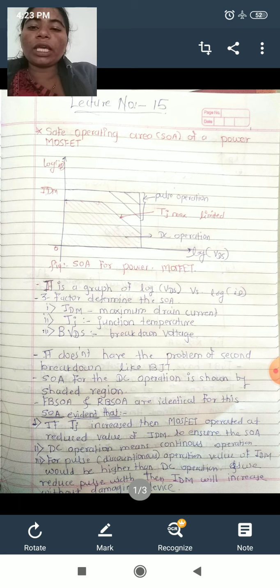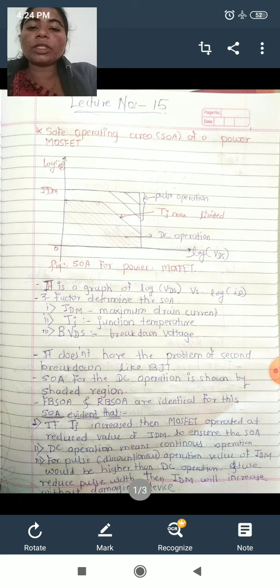Now there are basically three factors that determine the safe operating area of the MOSFET. First factor is IDM, that is the maximum drain current. Second factor is Tj, and it is nothing but the junction temperature. Third factor is BVDS, that is the breakdown voltage between drain to source. These three factors are important for the safe operating area.